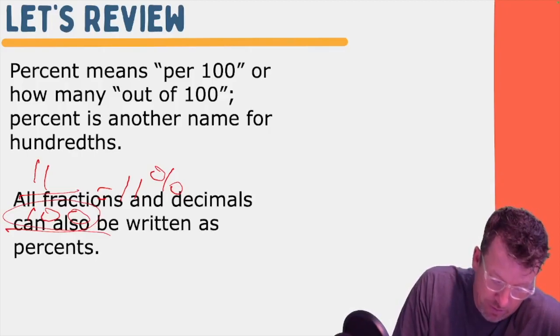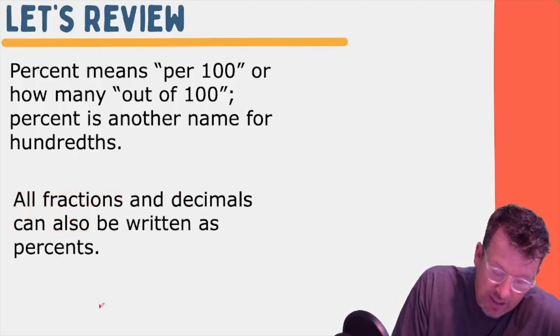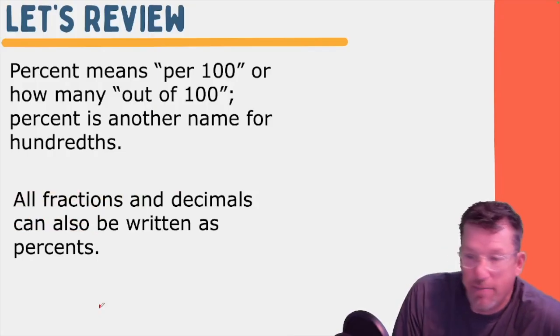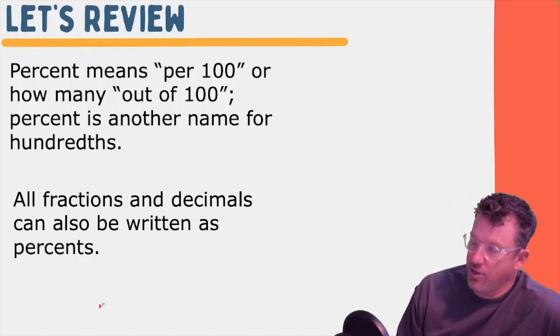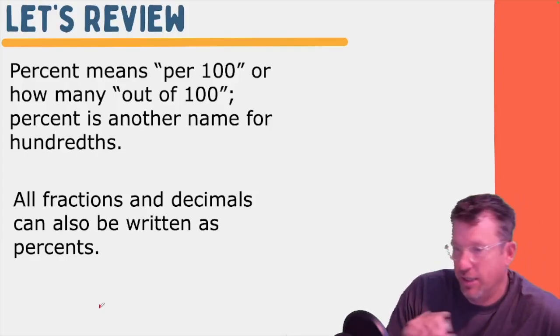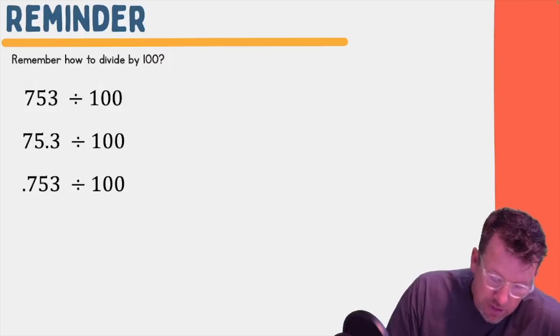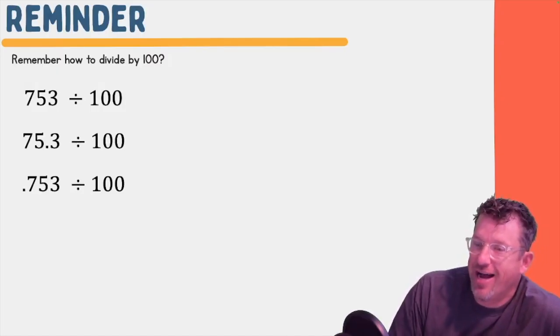Next up, let's erase all that. All fractions, decimals, and percents can be interchanged between each other. So every percent you have can be written as a fraction and a decimal. Every decimal you have can be written as a fraction and a percent, and so on and so forth. Okay, so let's just make sure we know how to divide by 100.